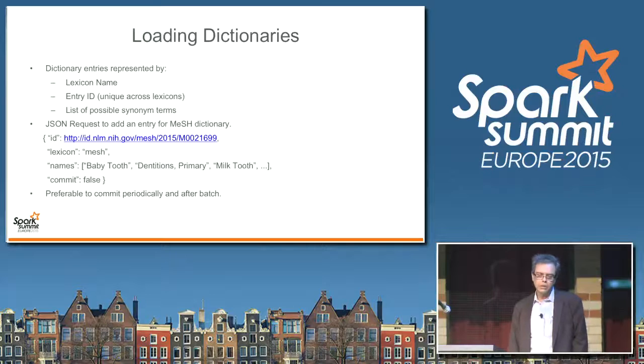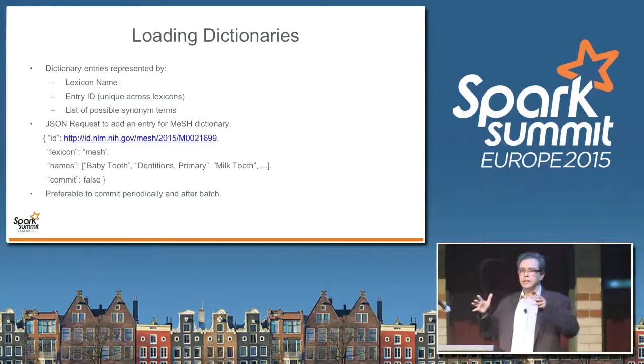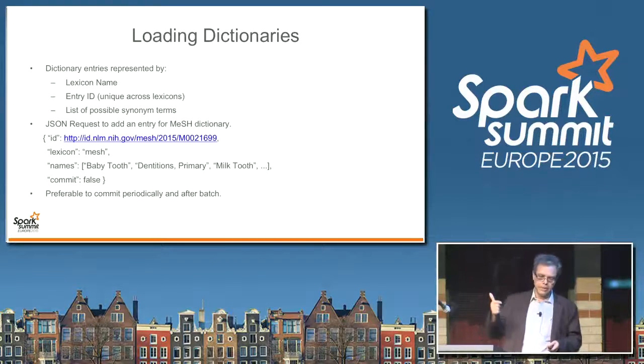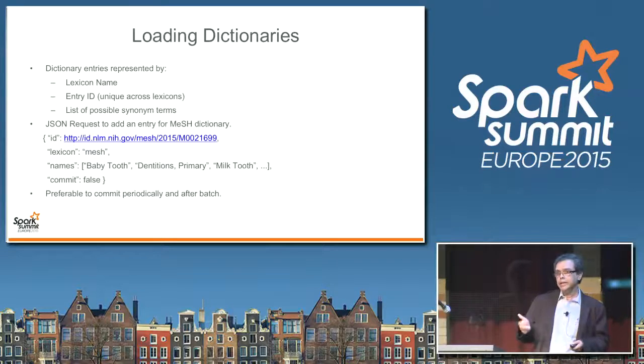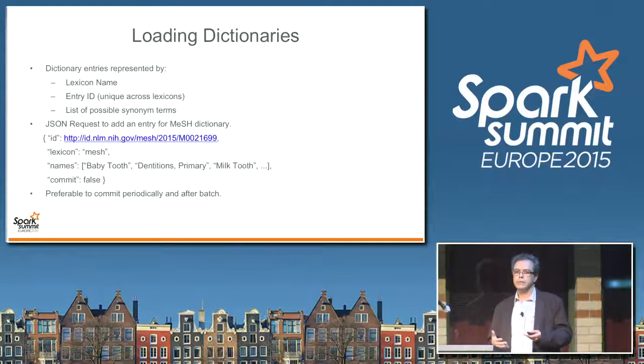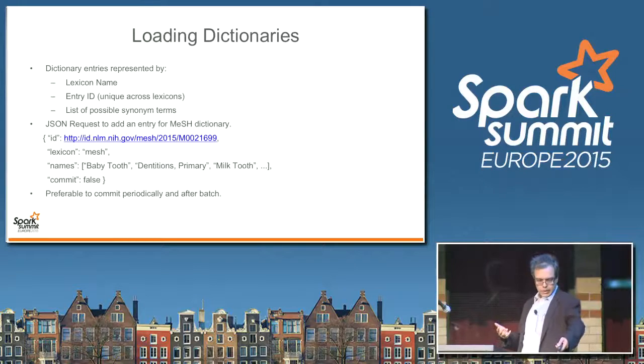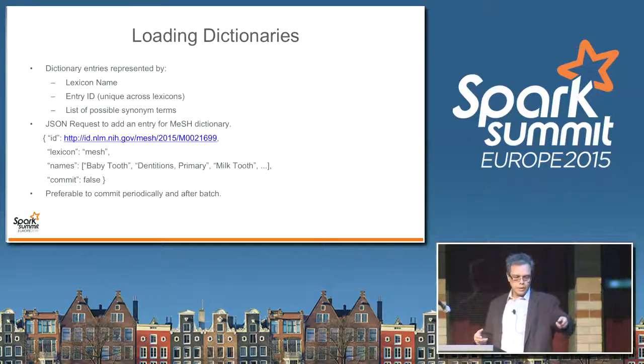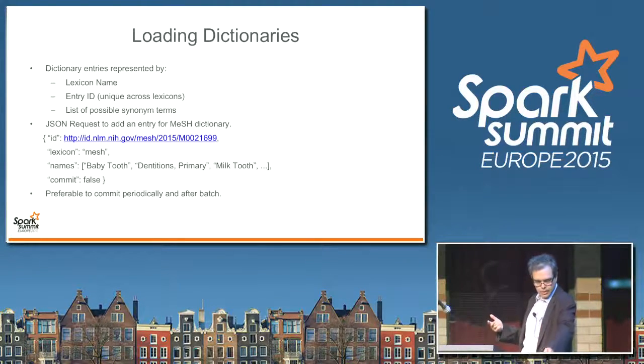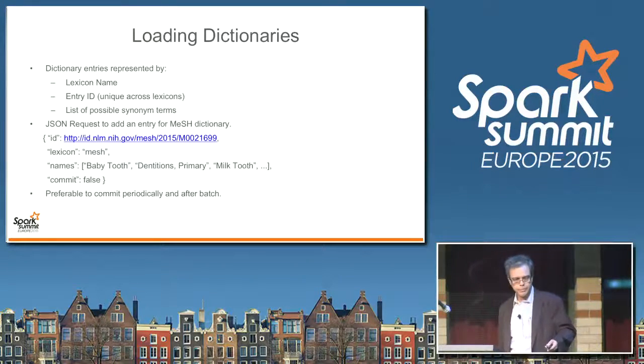The next part is loading the dictionaries. The format that we care about has basically 3 things: the lexicon name for each entry, the entry ID, which once more has to be unique across lexicons, and a list of possible synonym terms. The idea of having multiple synonyms is basically to increase findability, right? In this case, for instance, this is an entry from MeSH, where baby tooth, dentition primary, and milk tooth are all synonyms of the same thing. If any of them match in the text, then our system, Solr, returns this URI, which is M002, whatever. Also, one more thing to note is that because we are dealing with a data store, we need to commit. And for performance, it's better not to commit after every record.